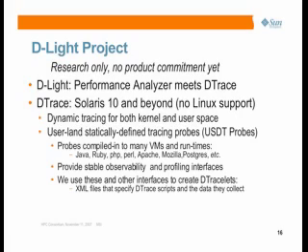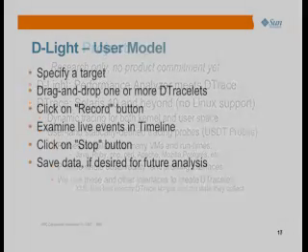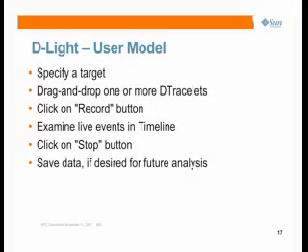The user model for D-Light is pretty simple. You bring up a GUI. The first thing you do is specify a target. And then from a library of available DTracelets, you drag and drop the ones whose data you're interested in collecting. Click on the record button, and then that will start the process running and start recording data. And you can see a timeline-like display of each of the events as they come in.